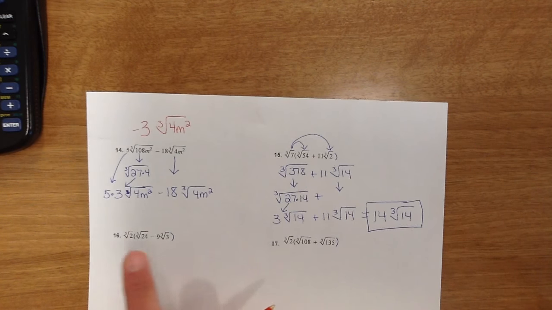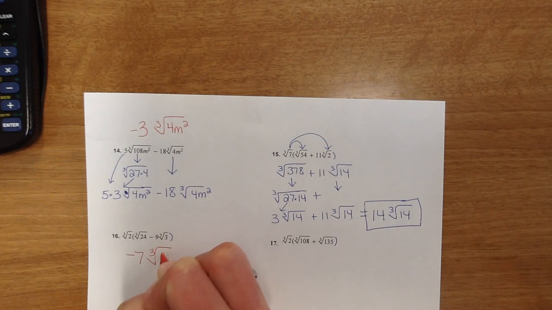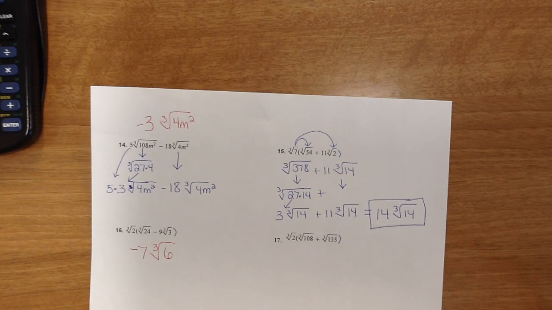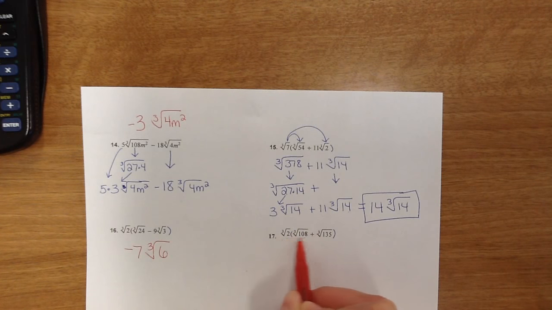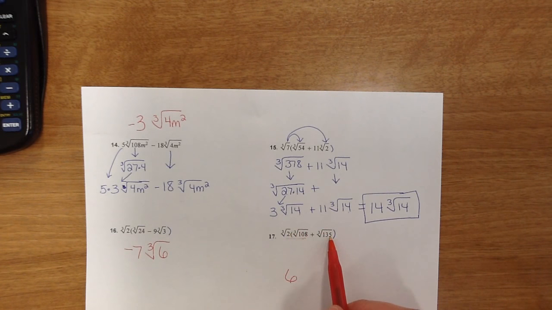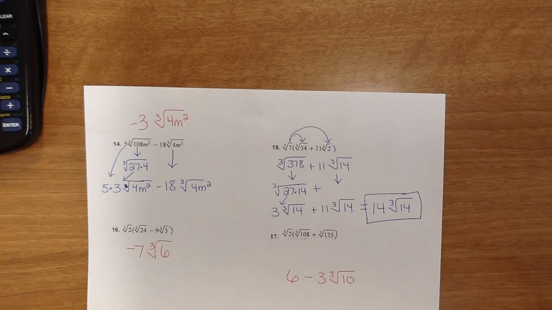So 16 actually cleans up really nice into a -7 cube roots of 6. So that comes down pretty good. Number 17 actually does not come down that nice. What happens is this turns into a perfect cube. So that comes out to be just a 6. And then this one doesn't turn out to be perfect. So this one comes out to be 3 square roots of 10. So this is a little nastier that you have to break down. This one is really nice that you break down, okay?